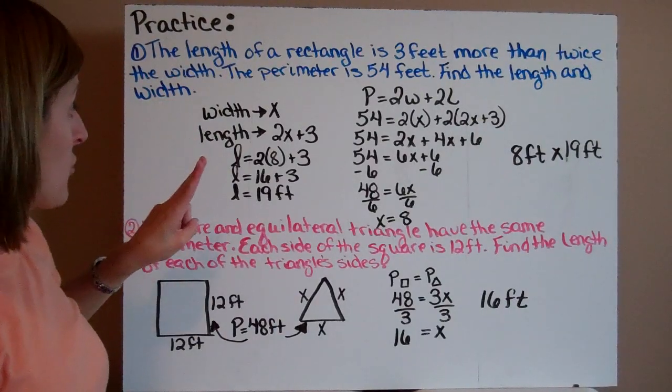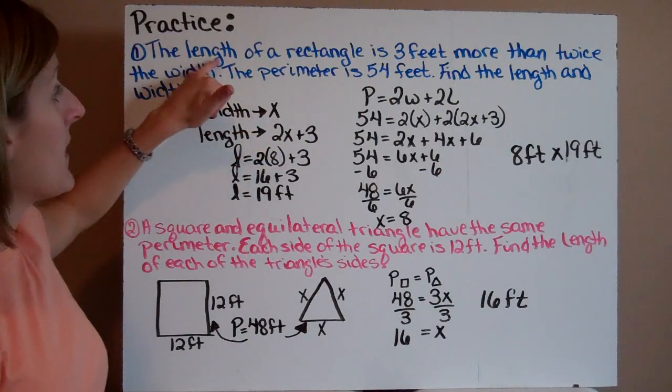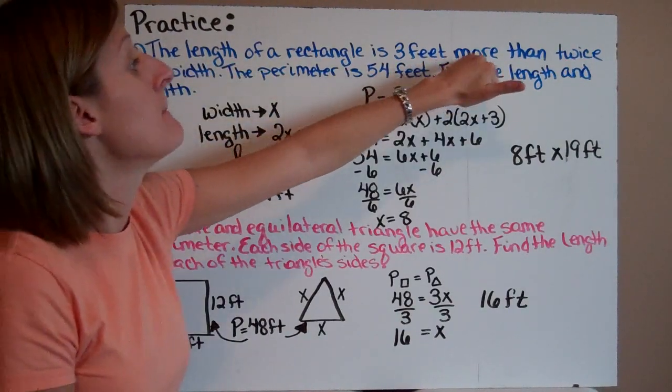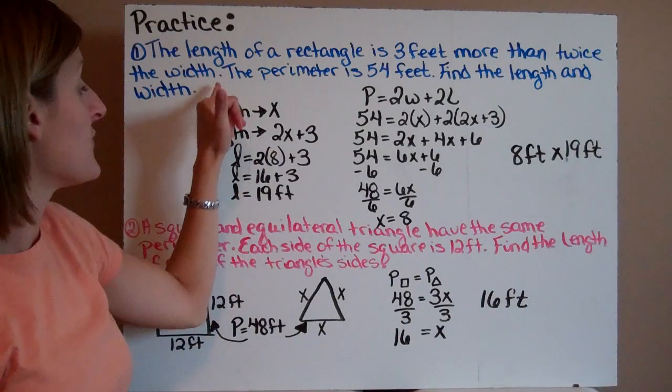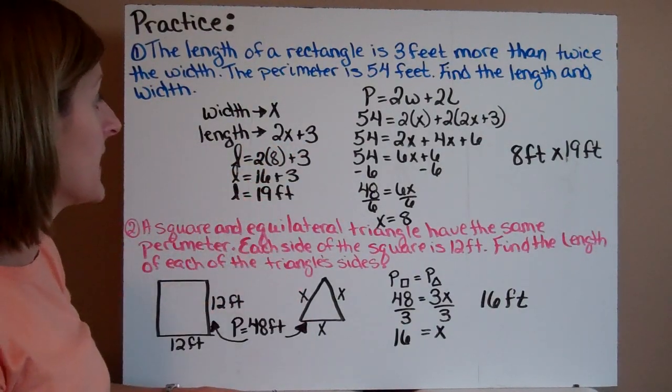So we're finding both. Alright, I'm going to set my width equal to x, and my length, it says it's 3 feet more than twice the width. So I'm going to do 2x plus 3, and that's going to give me my length.